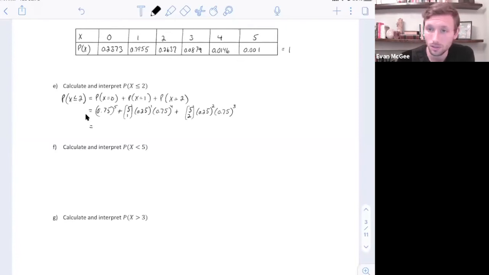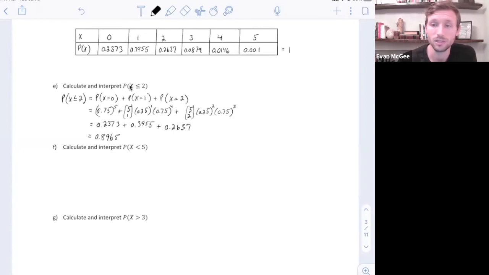If I were to punch this in the calculator, I would get 0.8965. But I remembered I didn't need to punch it in because I had my table right here. So we've already calculated each of these probabilities earlier in the notes. So I had 0.2373 there, the probability of 0 plus the probability of 1 plus the probability of 2 to get 0.8965.